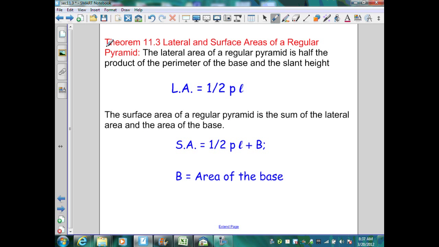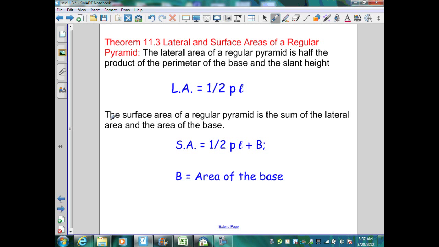Therefore, Theorem 11.3, the lateral and surface areas of a regular pyramid, is stated as: the lateral area of a regular pyramid is half the product of the perimeter of the base times the slant height. Therefore, I have the lateral area equals 1/2 PL, as identified on the previous slide.